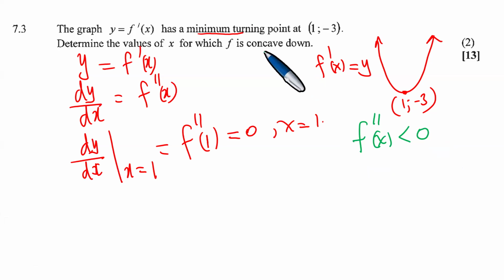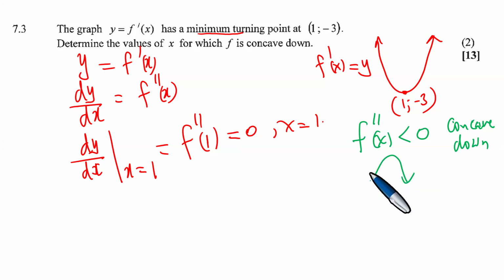That's what concave down means. Okay, what does concave down mean? Concave down means that the second derivative is negative. If the second derivative is negative, then we have concave down. And concave down in terms of shapes means you have this kind of shape here.